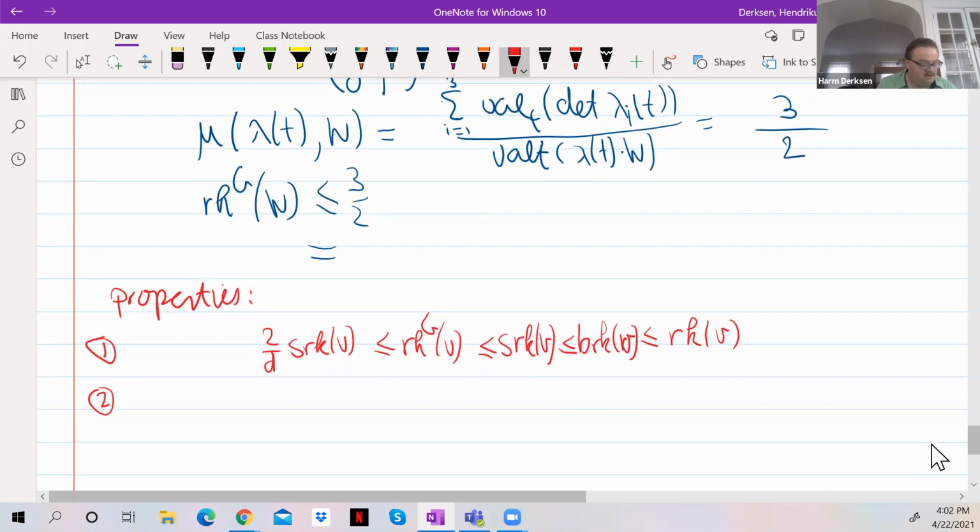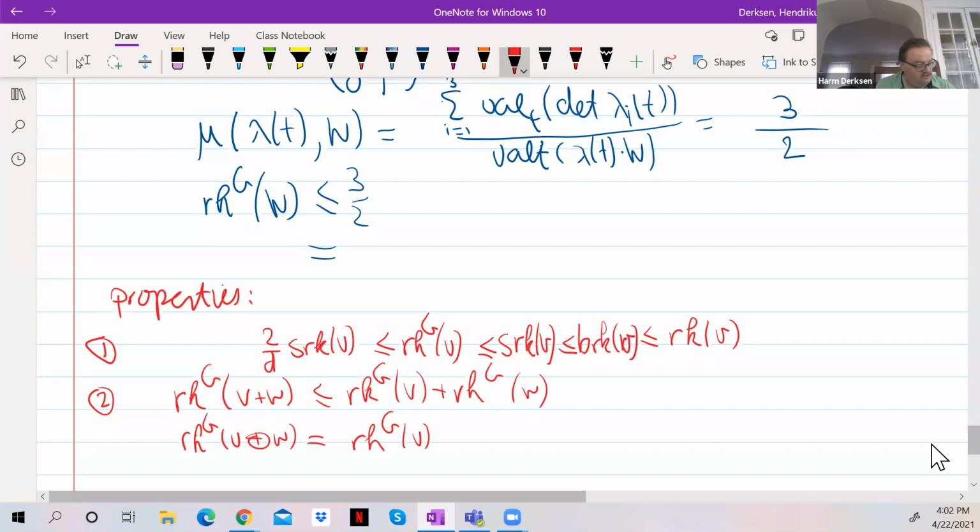The slice rank behaves nicely. I mean, this is also true for slice rank. And also for direct sums, we have equality. I'm not actually sure if this is true for slice rank. It may also be true for slice rank.